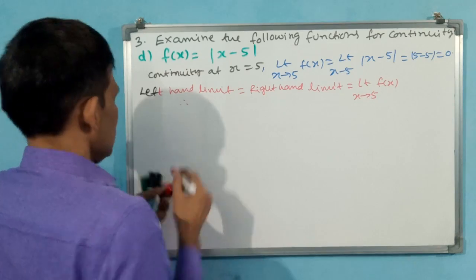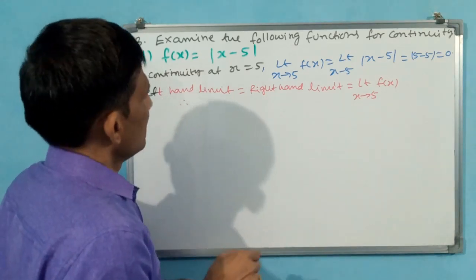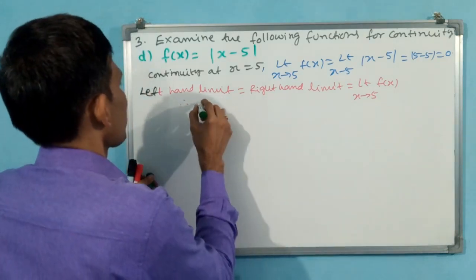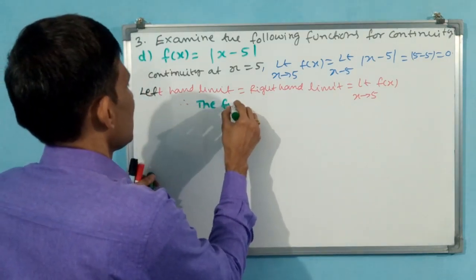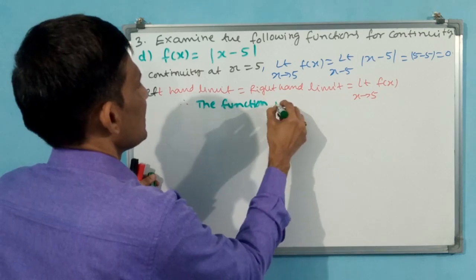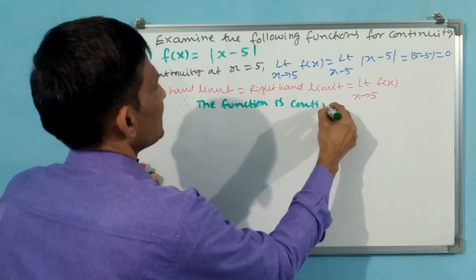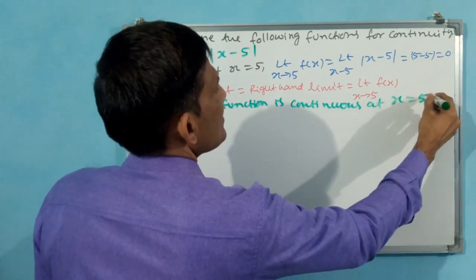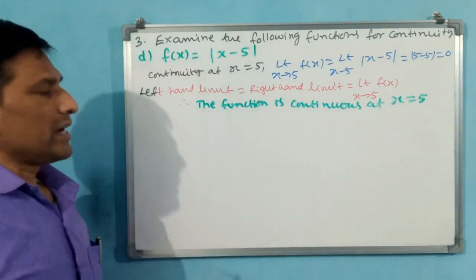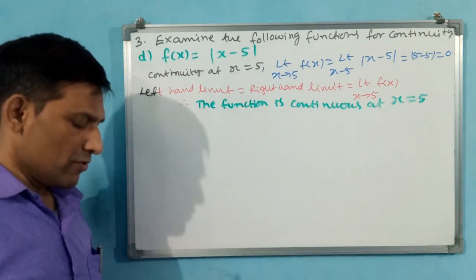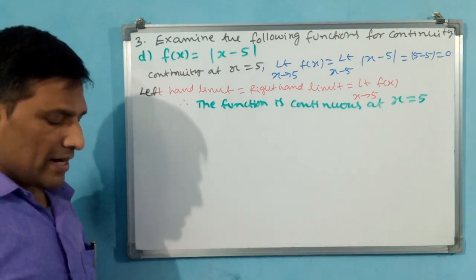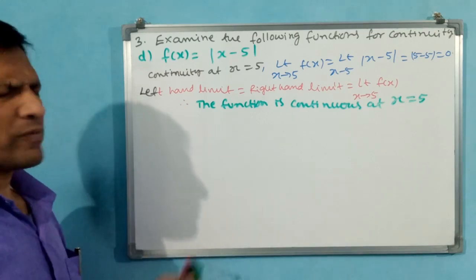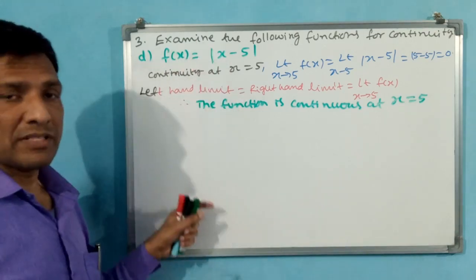Therefore, write down the function is continuous at x is equal to 5. First you write that, and we will see two more cases: x is less than 5, x is greater than 5. There also the function is continuous only, but for examination we are doing it like this.